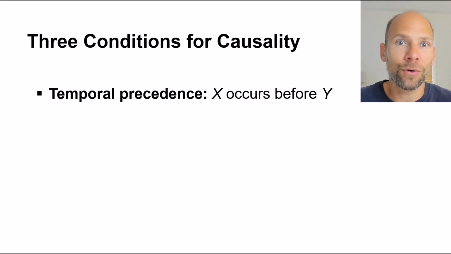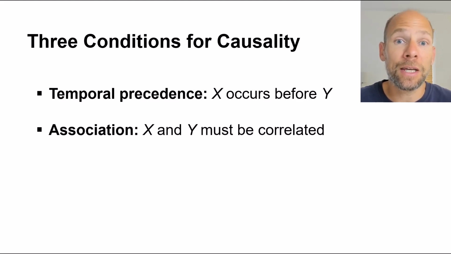If x were to occur after y, it couldn't be a cause of y. So that's very logical and very easy to understand. Second, there has to be an association or correlation between x and y. If x is not correlated with y, it means there's no causation. If they're unrelated, that shows you x cannot be a cause of y. If smoking is uncorrelated with lung cancer, meaning if those people who don't smoke develop lung cancer at the same rate as people who do smoke, then it means x, or smoking, cannot be a cause of lung cancer.